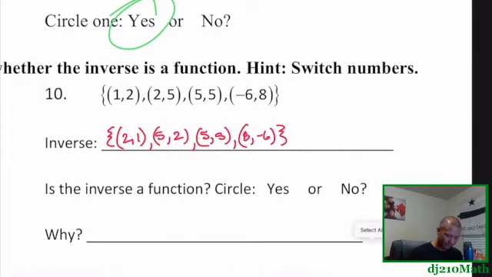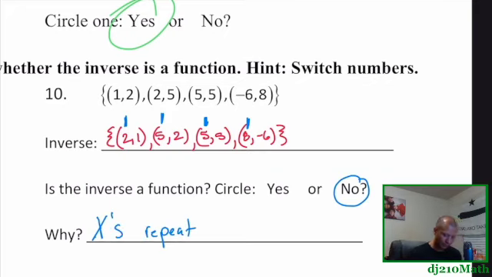Is the inverse a function? Well, let's see. 2, 5, 5, 8. Is the inverse a function? No, it is not, because the x's repeat. Right, 5 came up twice. X's repeat.